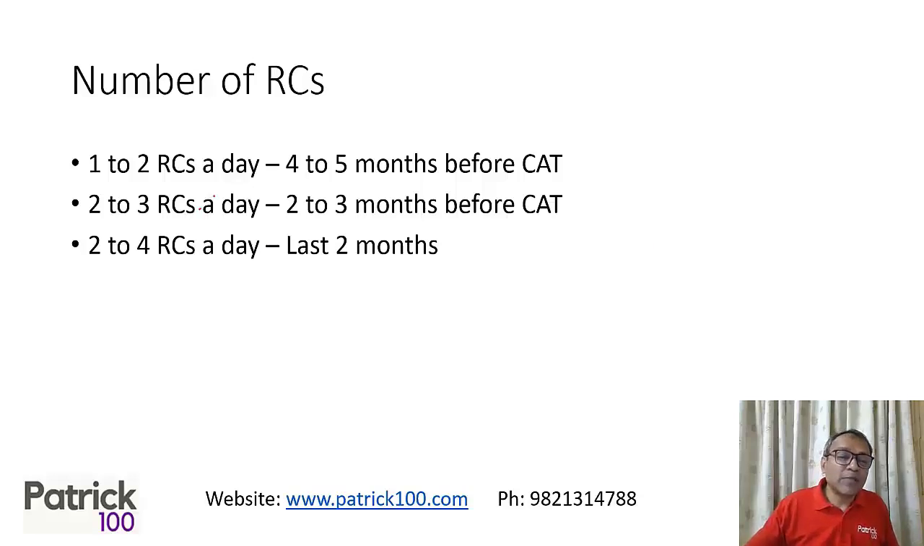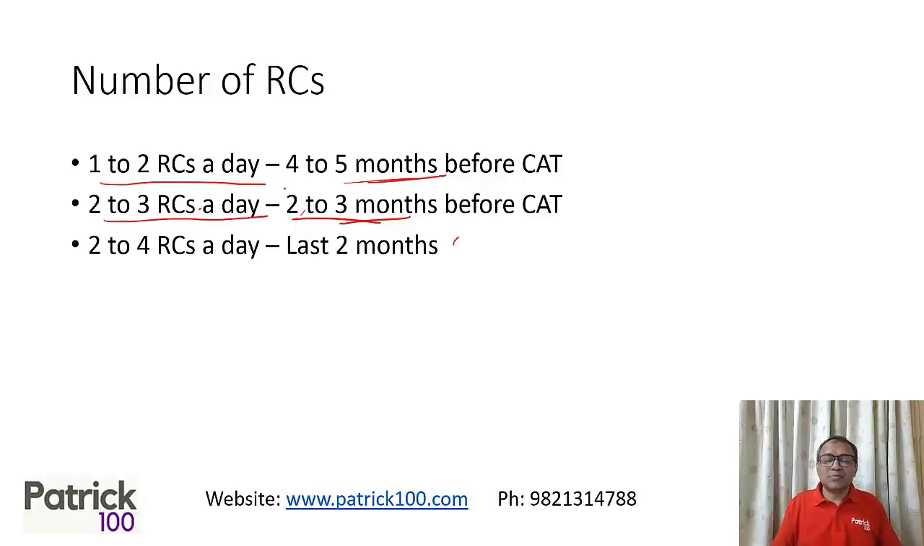But coming to it, if you're 4 to 5 months before CAT, it is recommended to solve 1 to 2 RCs a day. 1 RC per day is sufficient, maybe a maximum of 2 if you have the time. If you're 2 to 3 months before CAT, then 2 to 3 RCs a day. If you want to regularly practice and have the time, 2 to 3 RCs. If you don't have the time, maybe 1 RC, or you can focus on reading.